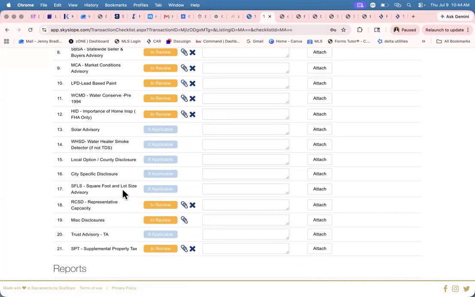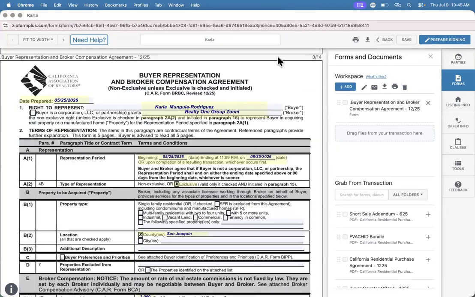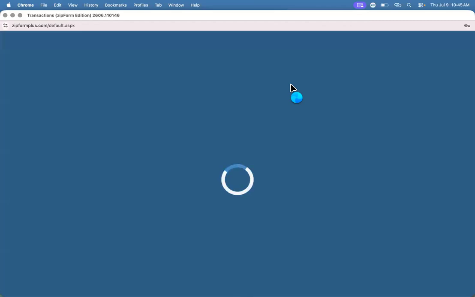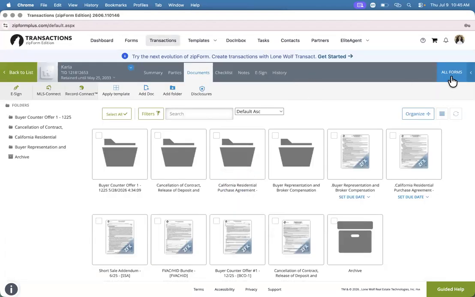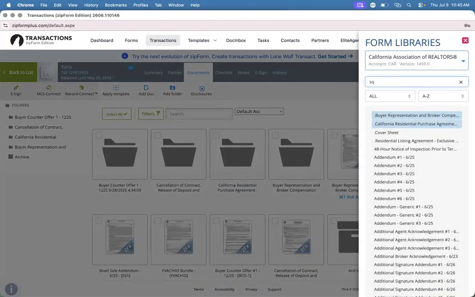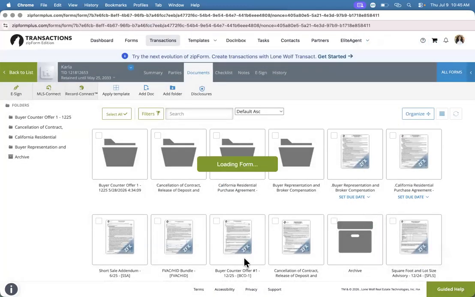Square footage, lot size. Usually we do need this, but every brokerage is different. So in this case, we don't need it. But if you do see it in the future, I will show you guys what it looks like, because we do get that pretty often. Let me see. So I can share it with you. Square footage, lot size. Okay. Let me share my screen. Hold on.